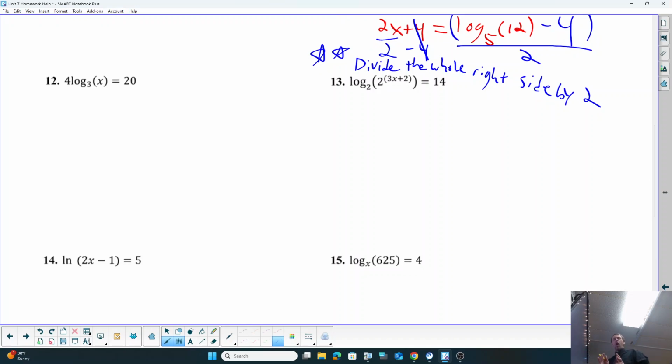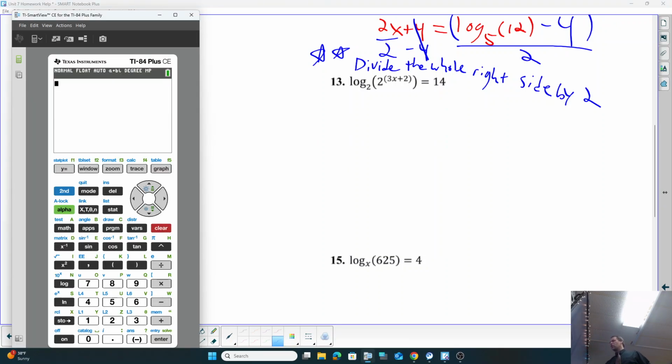How do you undo log base 2? What undoes log base 2? Well, if you use base 2 on both sides.